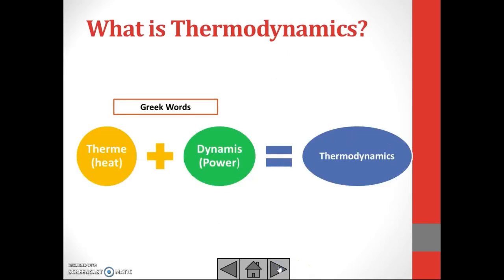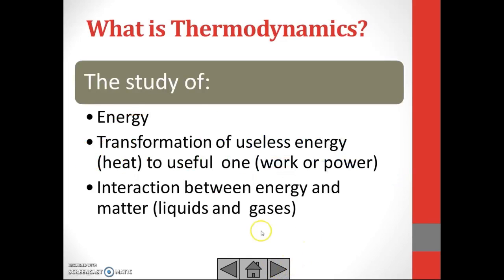So what is thermodynamics? Thermodynamics is coming from the Greek words, which is therm. Therm is heat plus the dynamics for the power. So it's a kind of the power of the heat application, and it became thermodynamics. And it also is about the study of the energy for the transformation of useless energy, which is heat, to useful one, work as a work or power, where we have the interaction between energy and matter of liquids and gases.